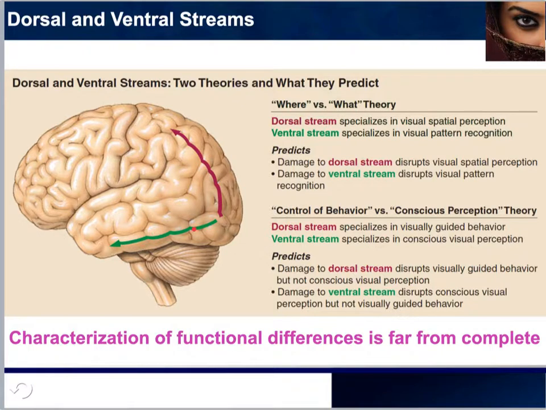The ventral stream is what's called the what pathway. That is also the pathway that goes from the primary visual cortex to the inferior temporal cortex. This is what's known as the what pathway. And this is what detects visual pattern recognition, such as color, shape, or form. The ventral stream is also known for its ability to perceive consciousness. And so any damage to the ventral stream here can disrupt our conscious visual perception, but not visually guided behavior.